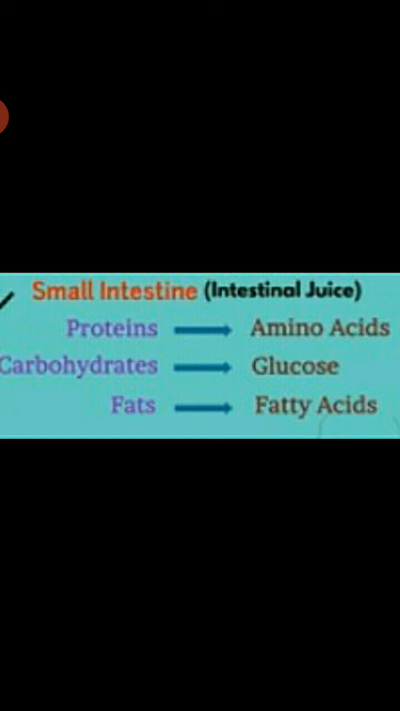The digested food can now pass into the blood vessels in the wall of the small intestine. This process is called absorption. The inner wall of the small intestine has thousands of finger-like outgrowths. These are called villi. These villi increase the surface area for absorption of the digested food.